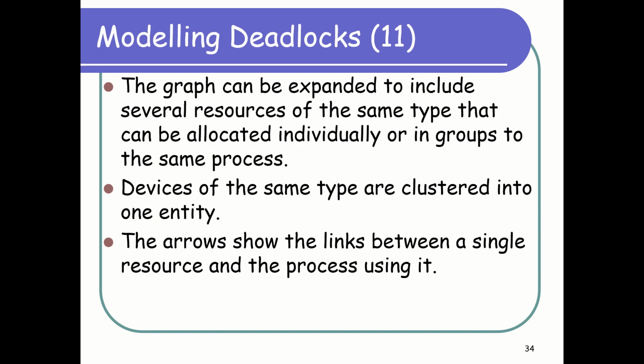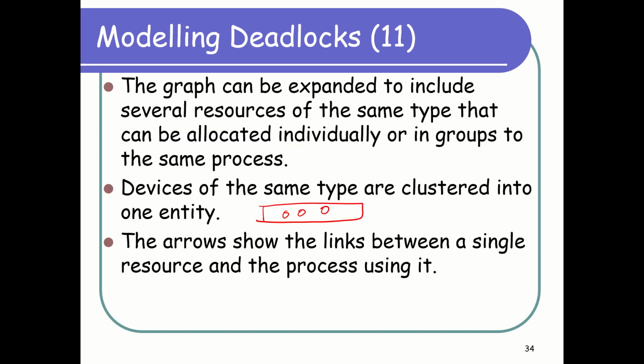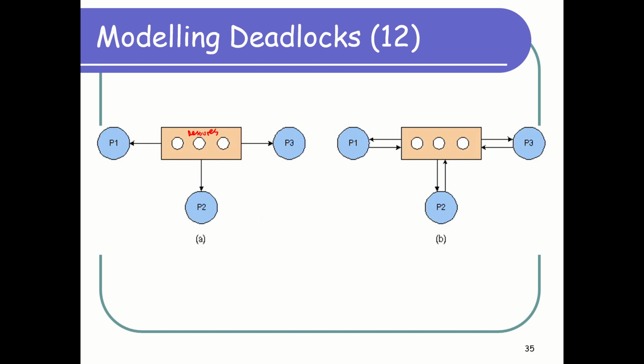The graph can be expanded to include several resources of the same type that can be allocated individually or in groups to the same process. Devices of this same type are clustered into one entity. The arrows show the links between a single resource and the process using it. So what I mean is that the graph is meant to include several resources. So we have devices included in one entity. So this is the resources clustered into one entity.